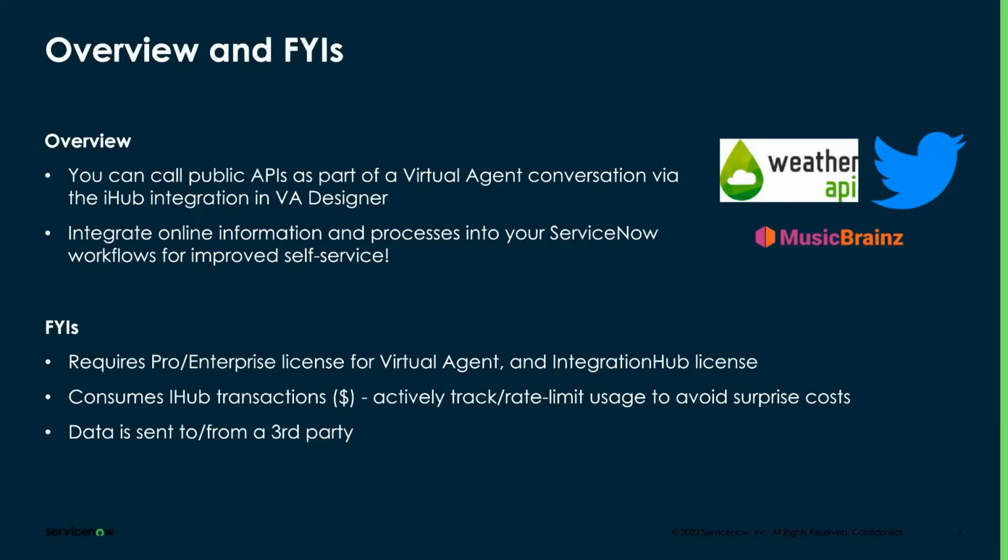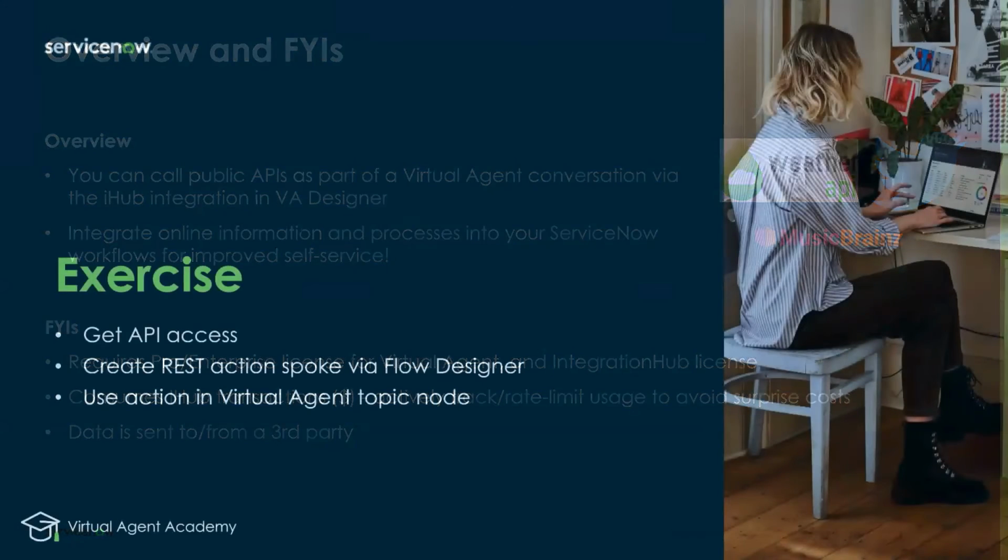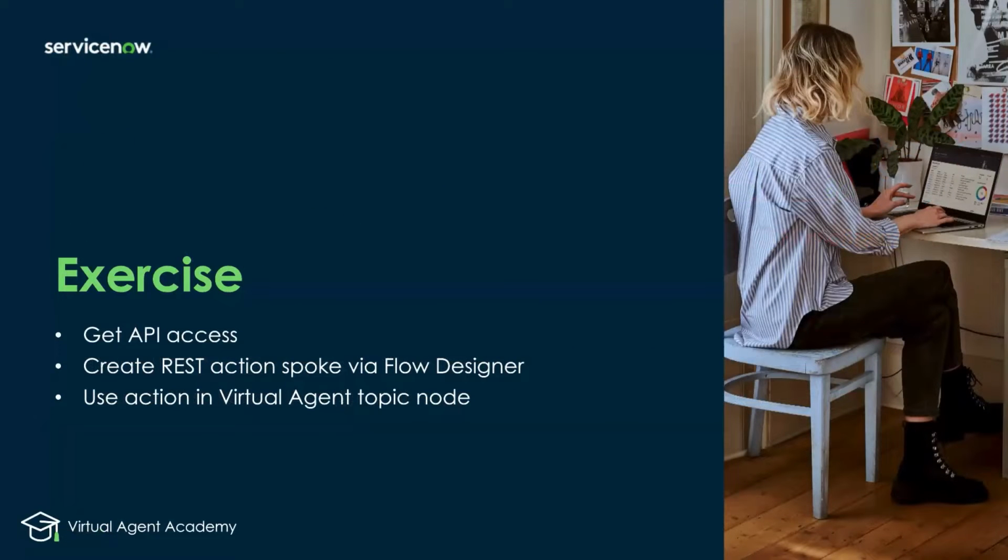Okay. So with that, I'm going to turn over to Chris for the exercise, and these are the brief steps we're going to go over: how to get an API online, how to create a REST action spoke via Flow Designer, and how to use that action spoke in a virtual agent public node. So with that, Chris, I'll hand it over to you.